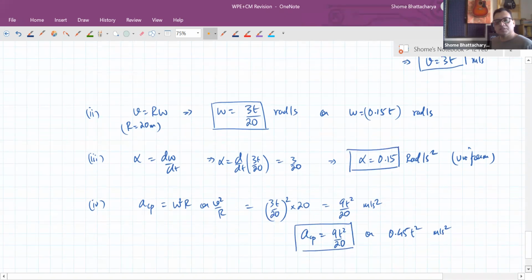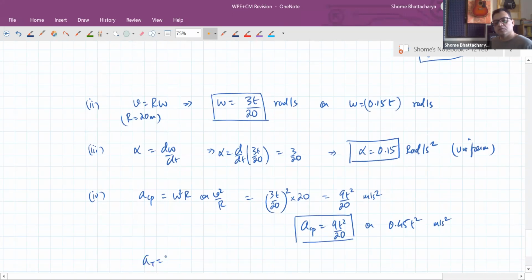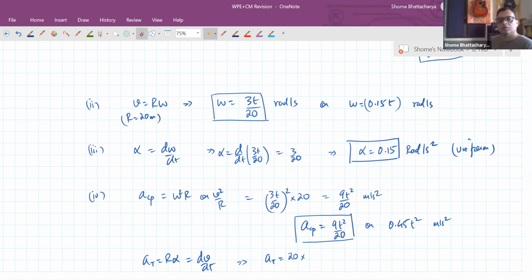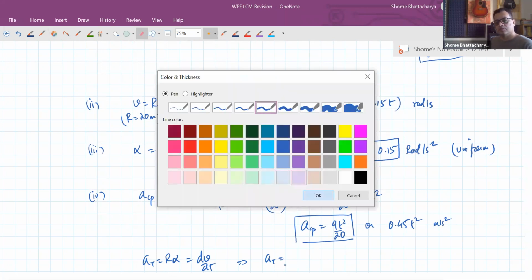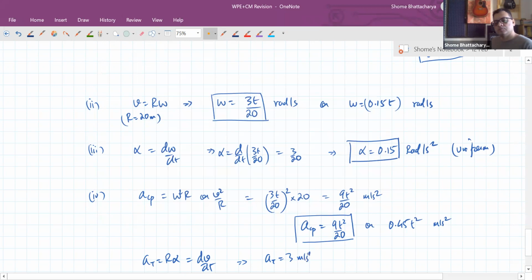Whereas tangential acceleration is r alpha, or that's the same thing as rate of change of speed. So the tangential acceleration we will see will just become 3 meters per second square. It has a uniform value. Okay.